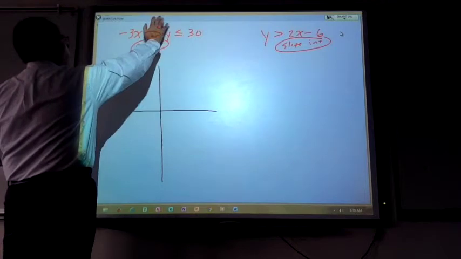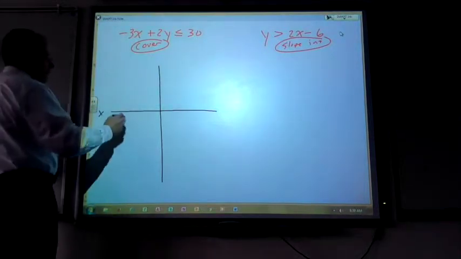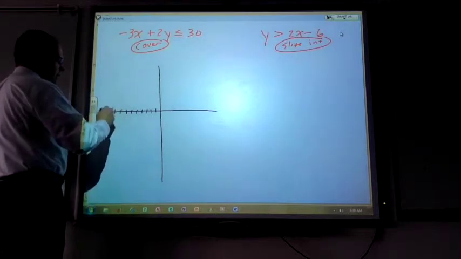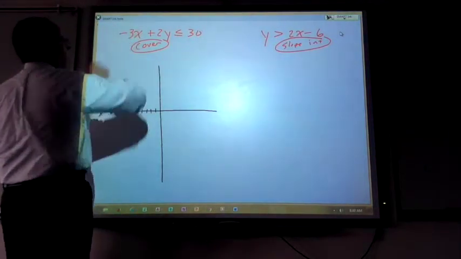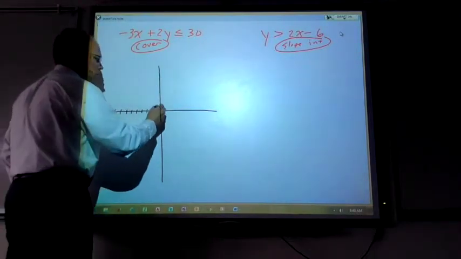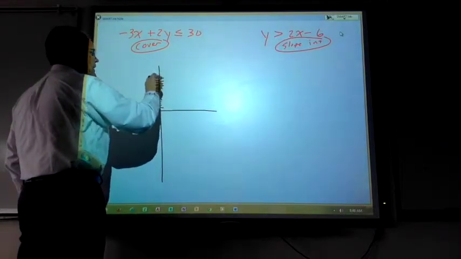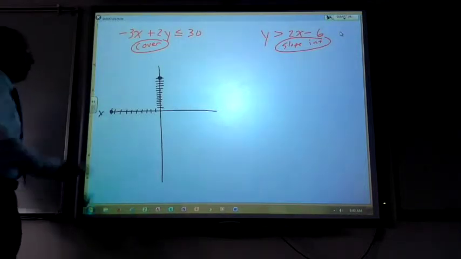If I cover up 2y, negative 3x equals 30. So what does x have to equal? Negative 10, that's my x-axis. So I have negative 1, 2, 3, 4, 5, 6, 7, 8, 9, 10. Good. If I cover up my 3x, I have 2y equals 30, so y is equal to 15. So I got 1, 2, 3, 4, 5, 6, 7, 8, 9, 10, 11, 12, 13, 14, 15. Would this be a solid or a dotted line? Solid.